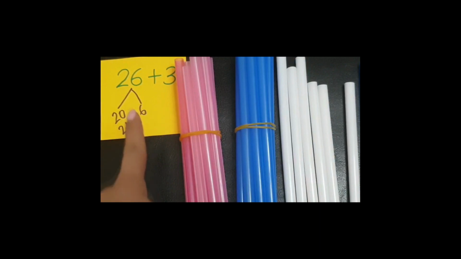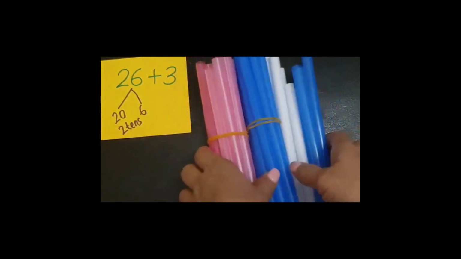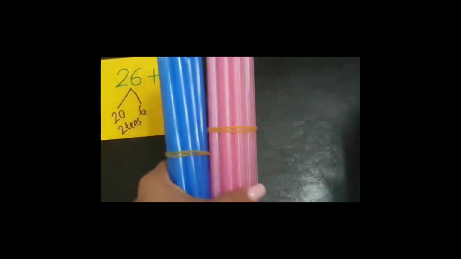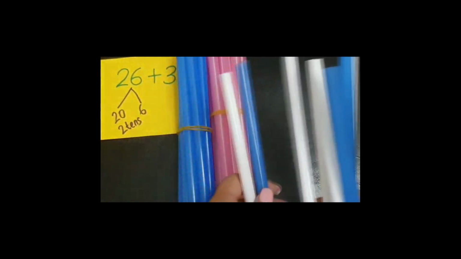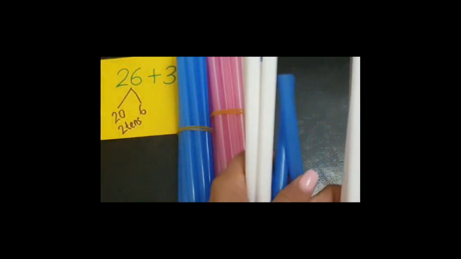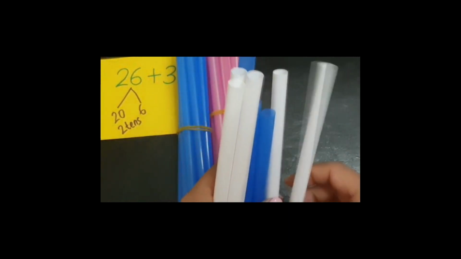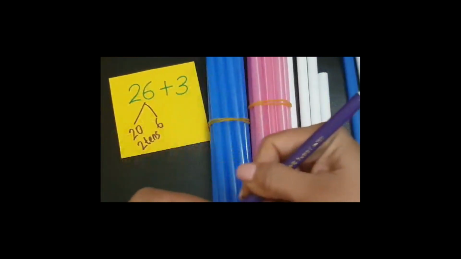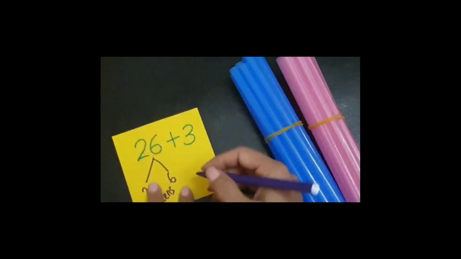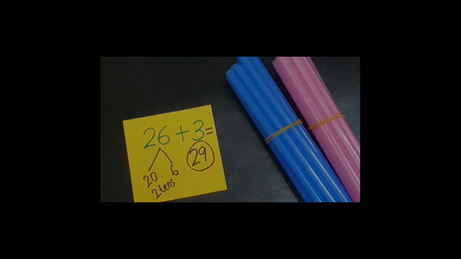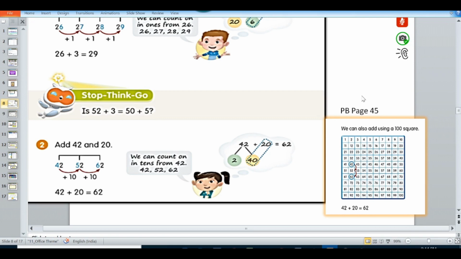Now I have all of my numbers with me. I'm going to put everything together. And this is what means 26 plus 3. Let's count. 10, 20, 21, 22, 23, 24, 25, 26, 27, 28, 29. So 26 plus 3 means 29. Ta-da!